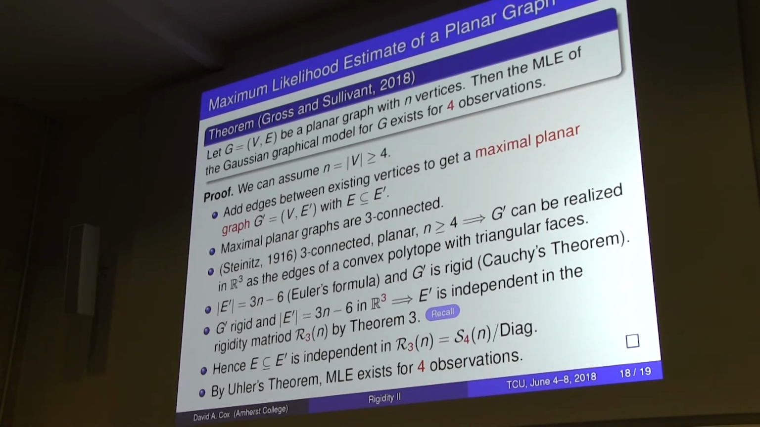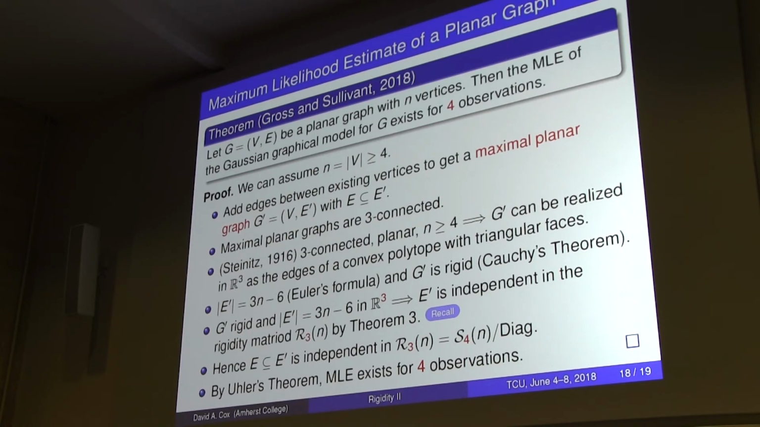And so, for example, a planar graph is what's called 3-connected. So you have to remove at least 3 edges before you disconnect it. So that's nice. And then Steinitz in 1916 proved that if I have a 3-connected graph that's planar and has at least 4 vertices, so there's that hypothesis.